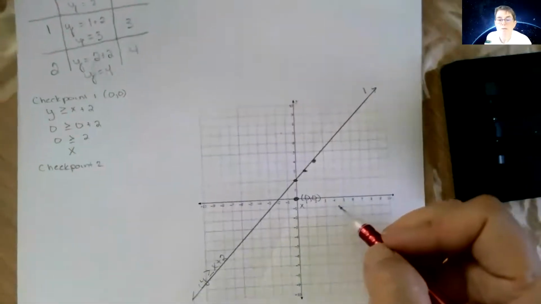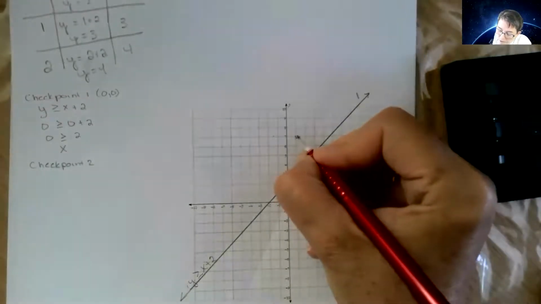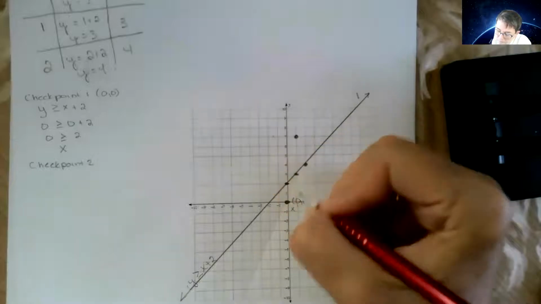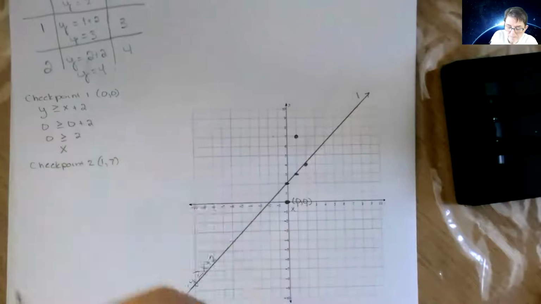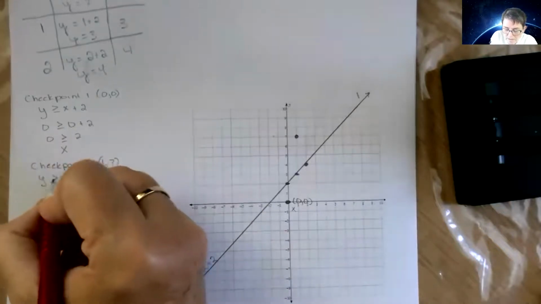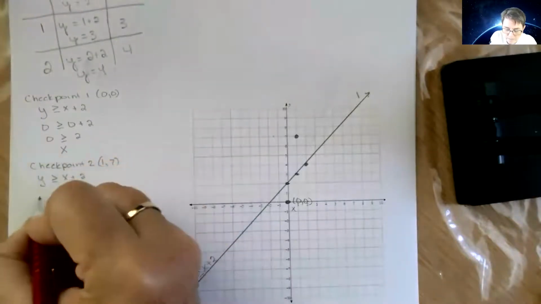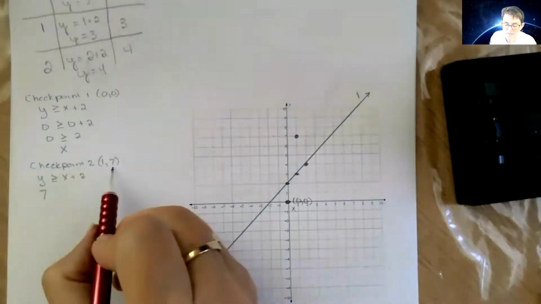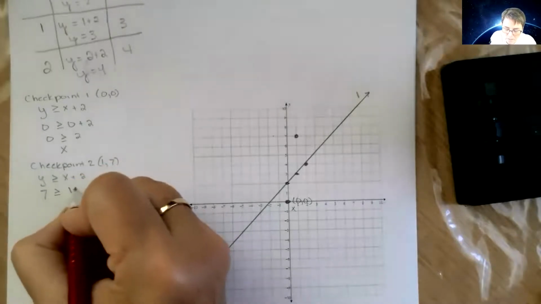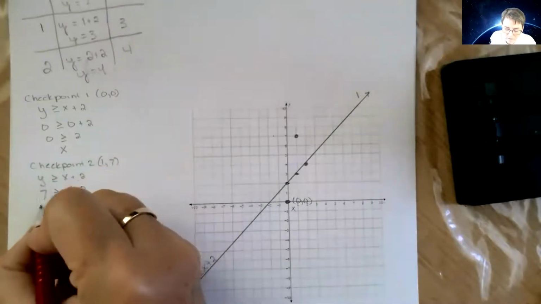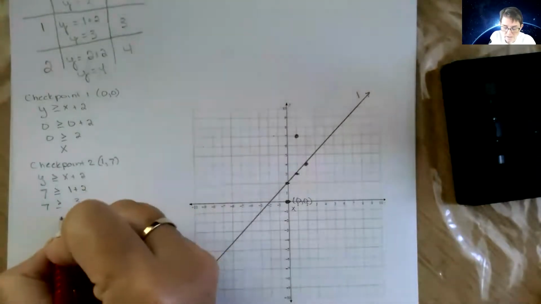So for checkpoint number 2, I don't know, how about that one? 1 over, 7 up. So y is greater than or equal to x plus 2. See, you gotta be careful, right? This is my y value, it's gotta go there. Greater than or equal to 1 plus 2. So 7 is greater than or equal to 3. And that one is yes.